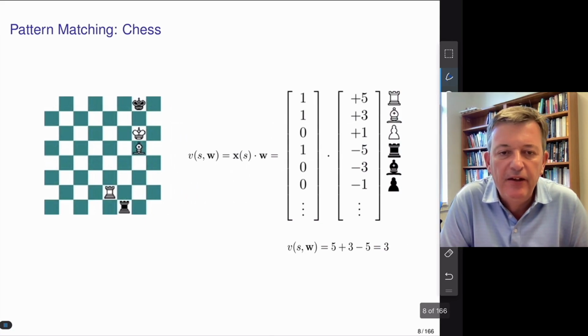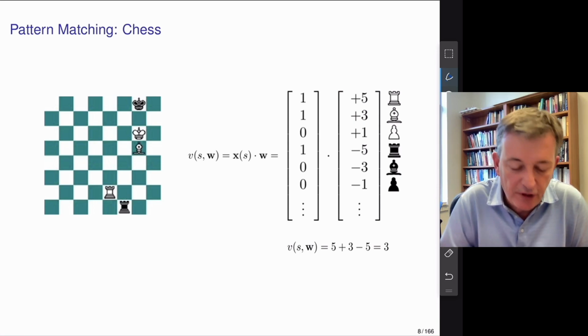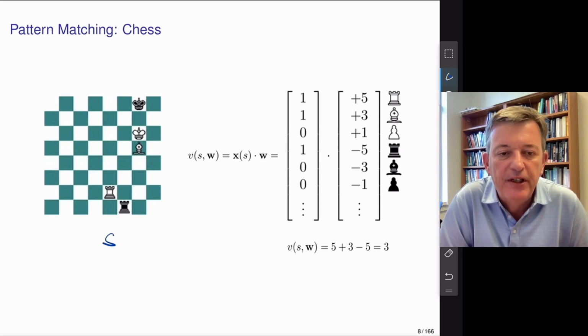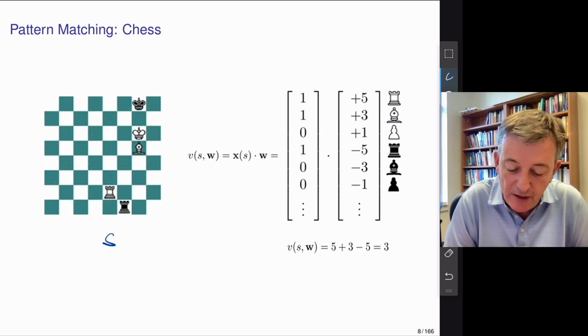Very quickly, again, this is the old school way of looking at a chessboard. You'd look at a position. I'm going to call this a state of the system. So white has a king, a rook, and a bishop, and black just has a king and a rook. And from this, you want to work out a value function.